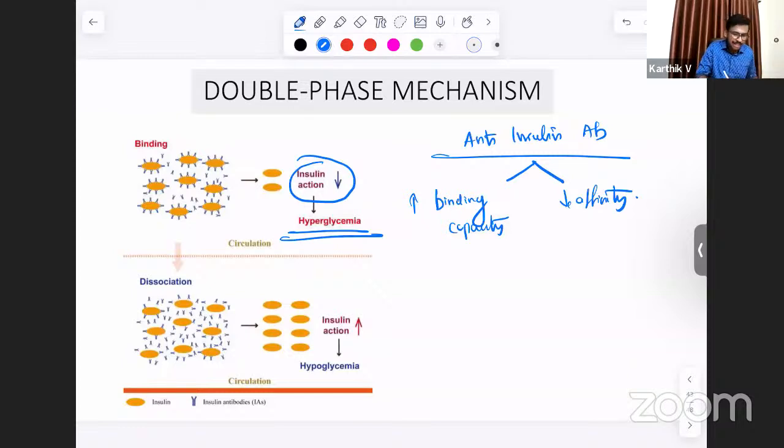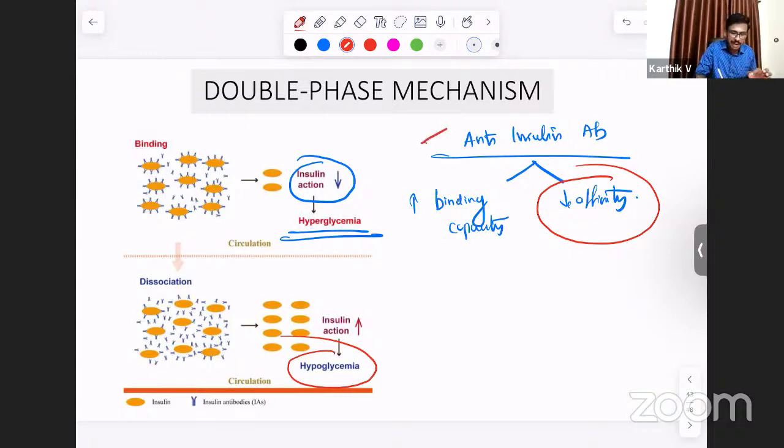But what happens? This antibody has a low affinity for insulin, so it cannot hold on to the insulin for a long period of time. So after a particular period of time, say after 2 to 3 hours, all the insulin that has been sequestered by this antibody will be released at once. So instead of a controlled release of insulin from the pancreas, all the insulin molecules which were previously bound to the antibody are released at once, and they bind to the receptor to result in hypoglycemia. So this is the basis of hypoglycemia in a patient with Hirata syndrome.